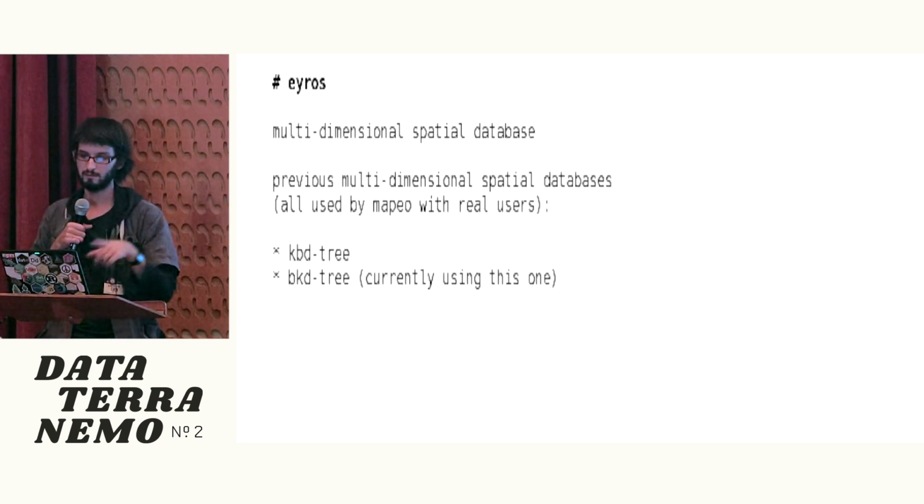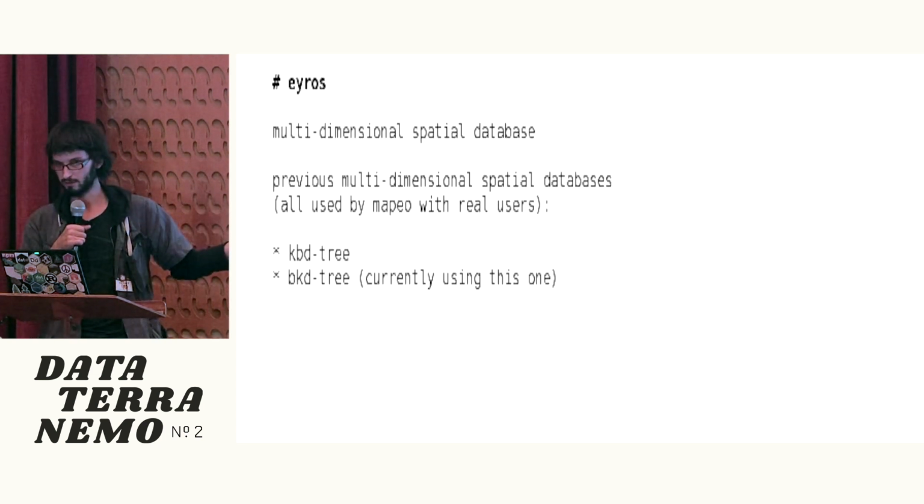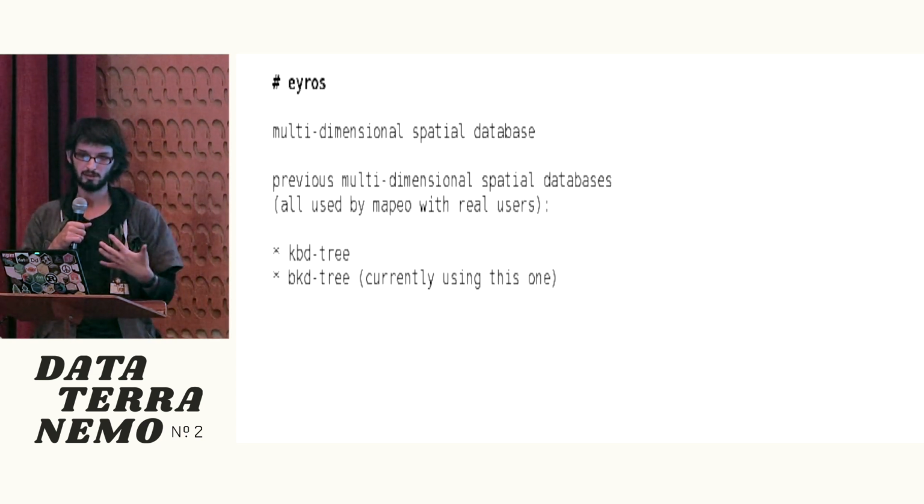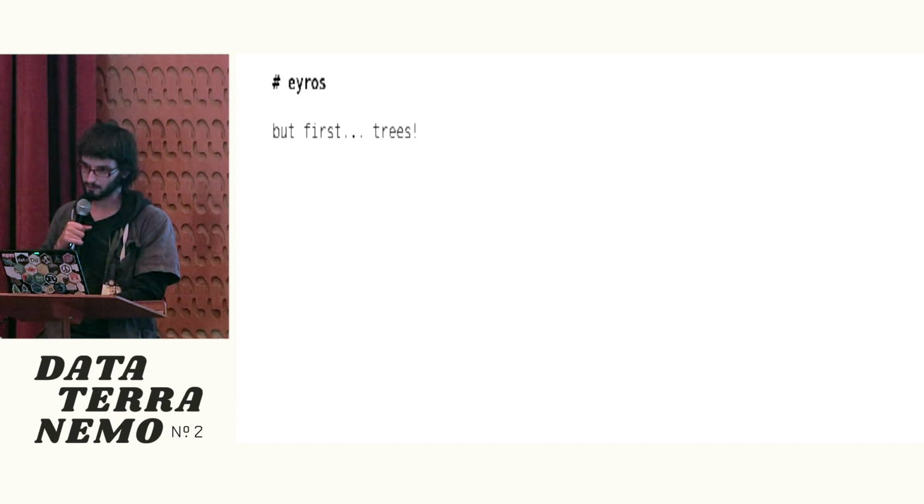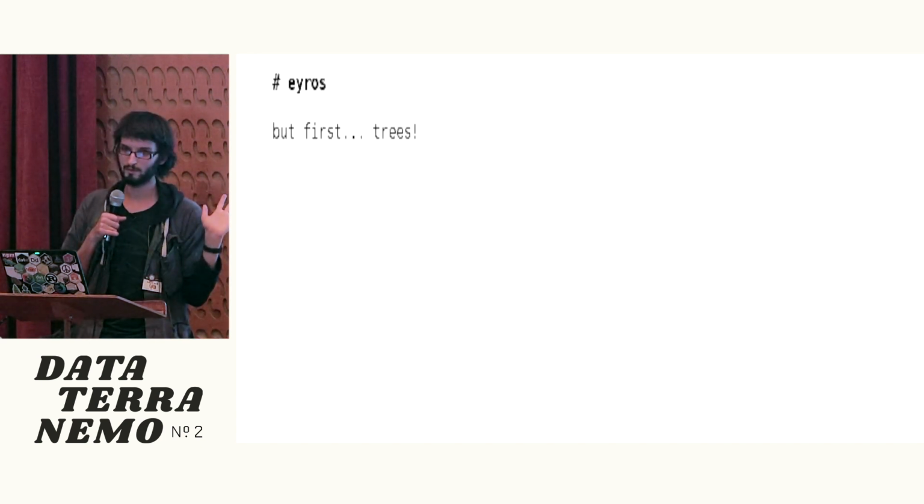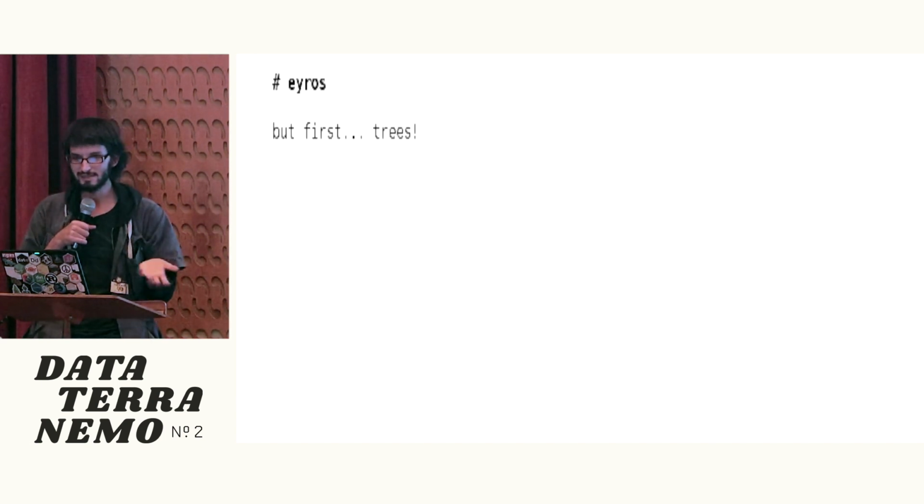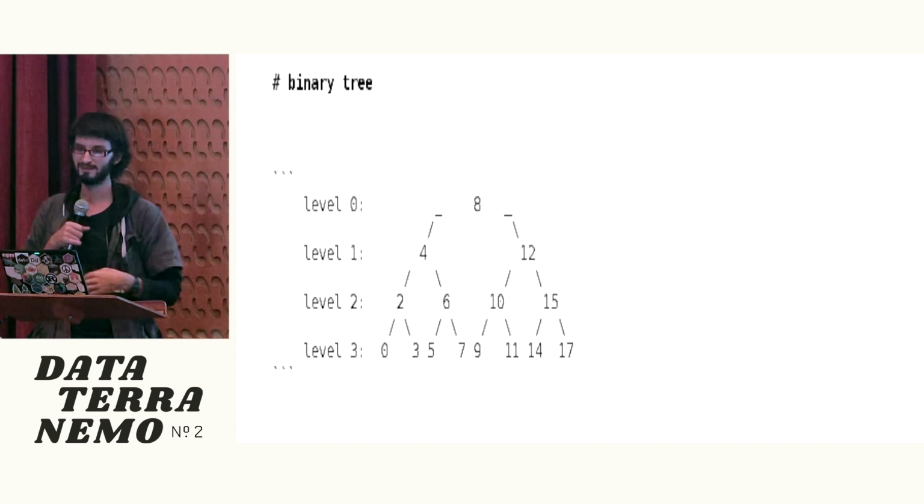And this Bkt tree module is also the one that's currently being used in Mapeo. And eventually, I think the plan is to switch that piece over to use Evros as well. So let's first talk a little bit about spatial data and trees, because it's sort of relevant.